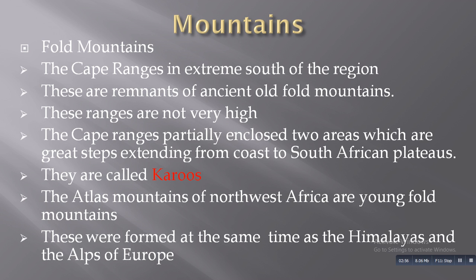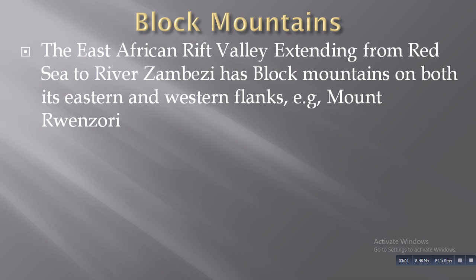Next one, block mountain. The East African Rift Valley, extending from the Red Sea to the River Zambezi, has block mountains on both its eastern and western flanks. Flanks means the places near the Rift Valley. Near the Rift Valley we can find many block mountains. One example of block mountain is Mount Rwenzori.